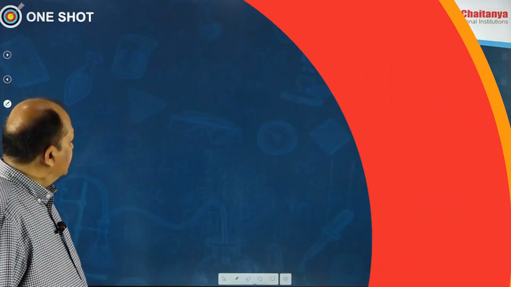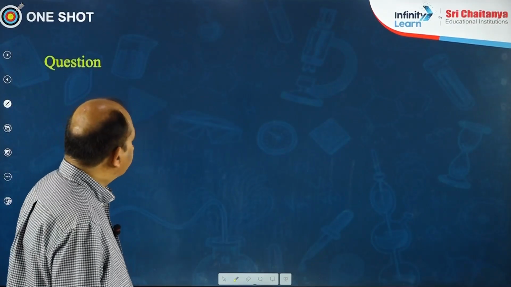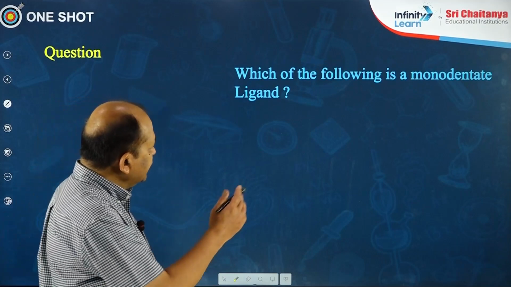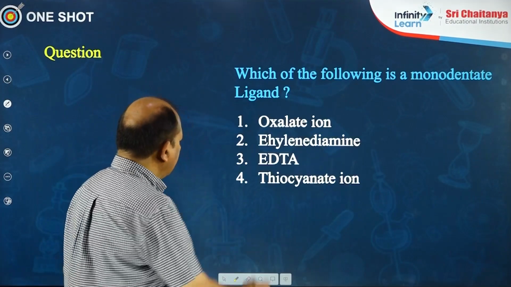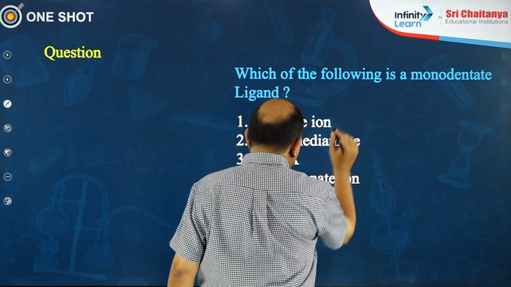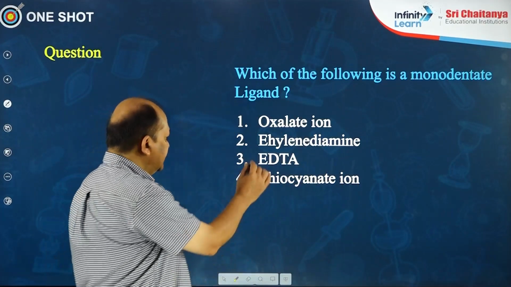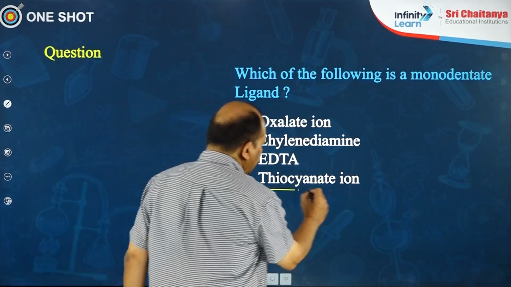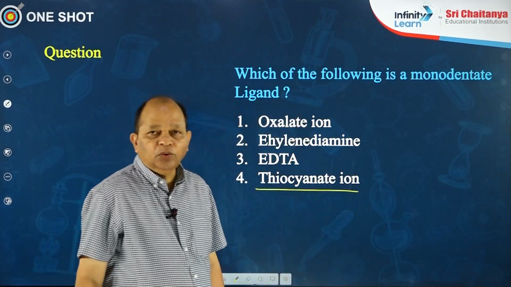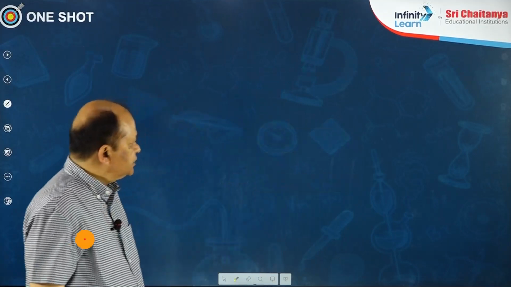You can get a question on ligands like this. Which of the following is a monodentate ligand? He gave four options. Oxalate ion is a didentate. Ethylenediamine is a didentate. EDTA is polydentate, but thiocyanate ion is a monodentate ligand. So, option 4 is the right option.